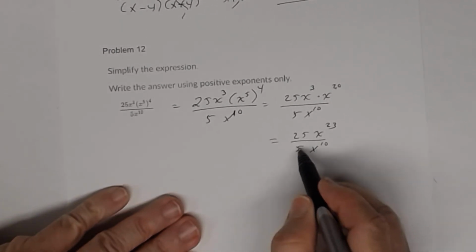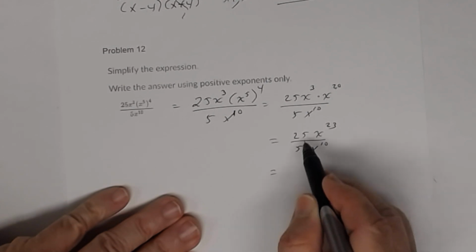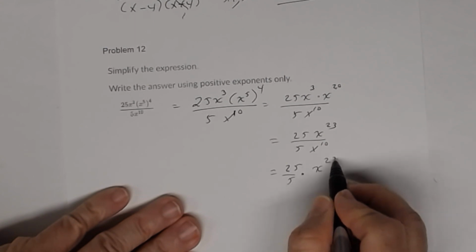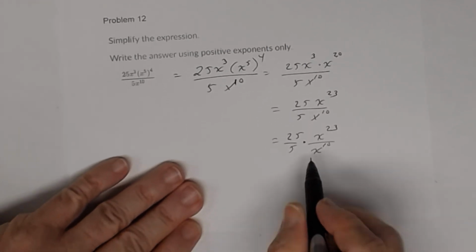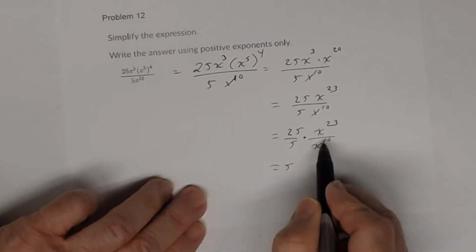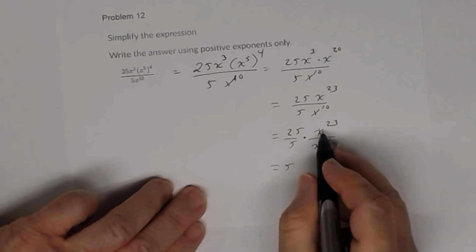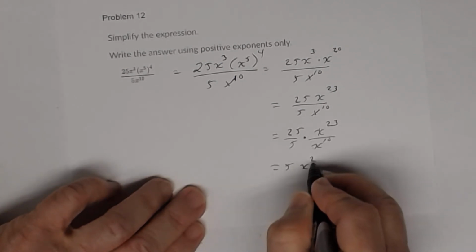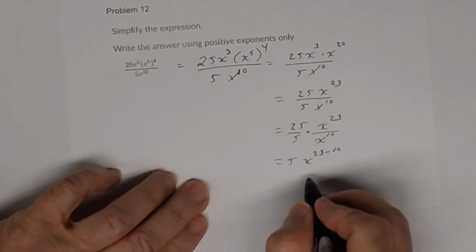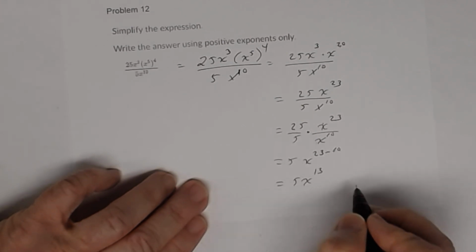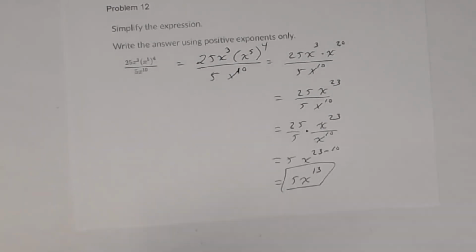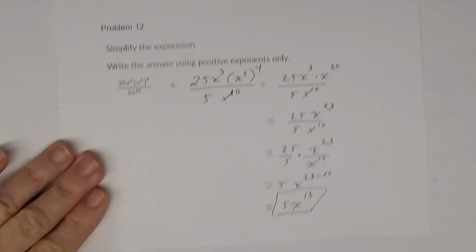Now what I would do next is rewrite this fraction as a product like this: 25 divided by 5 times x to the 23rd divided by x to the 10th. Then simplifying, 25 divided by 5 is 5. And when we divide like bases, we subtract exponents. That's the quotient rule for exponents. So it'll be x to the 23rd minus 10, but 23 minus 10 is 13. So that's 5x to the 13th power. And that's it, we're done. There's nothing else to do because my exponents are now positive. All right, so that's number 12.